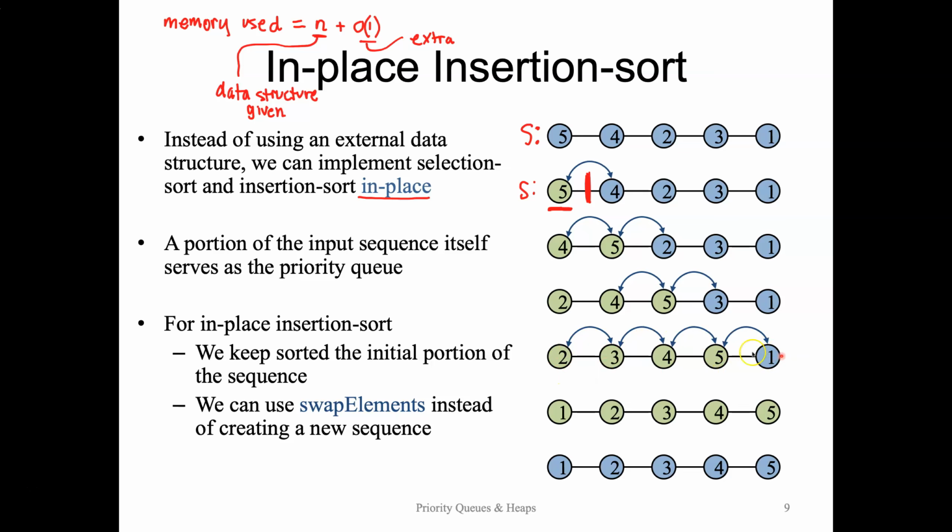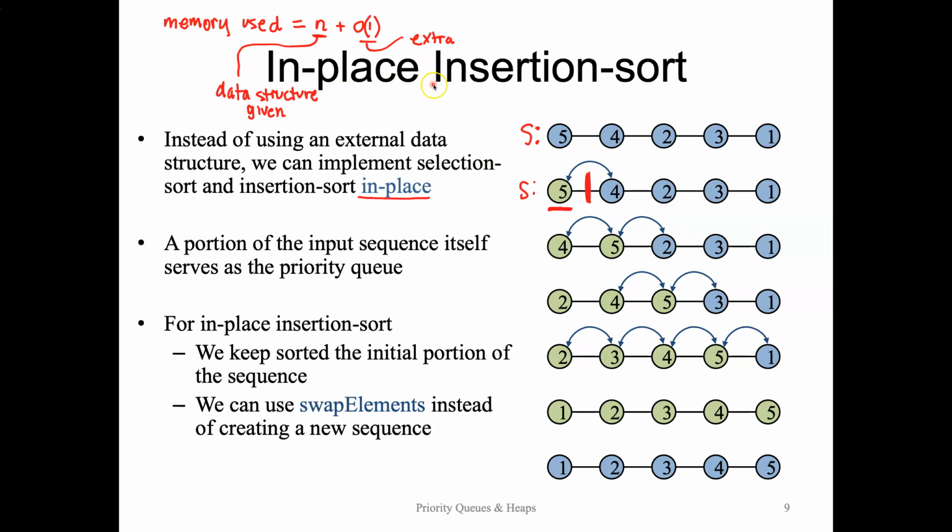And then finally, with 1 at the end, we compare it to 5. It's smaller. 4, it's smaller. 3 and 2, and it's smaller than all of them. So 1 gets moved all the way to the beginning. Now that we've processed all elements of the sequence, we know that we have a sorted sequence. So this is the idea for an in-place insertion sort.